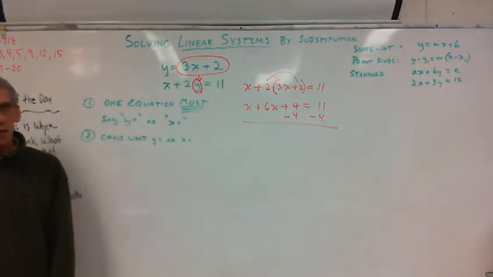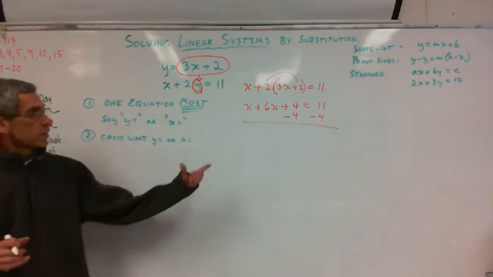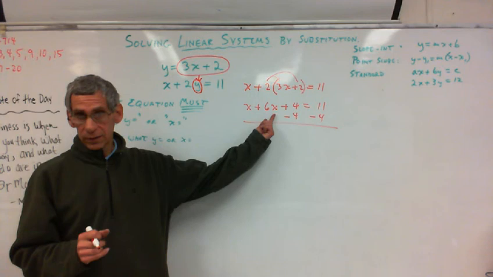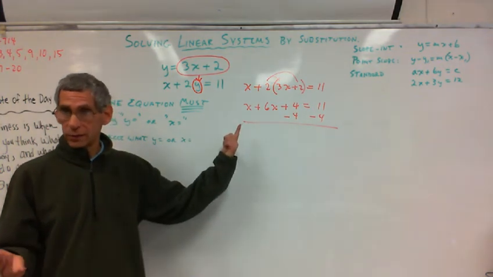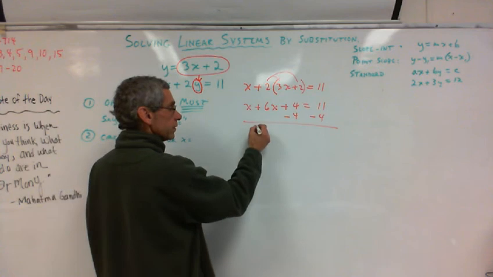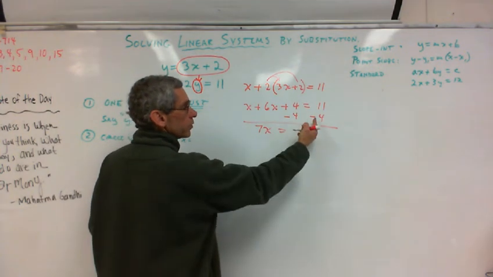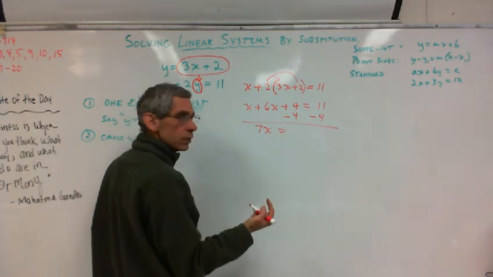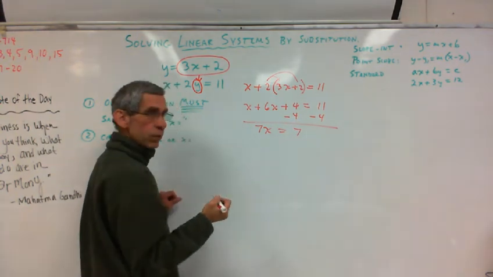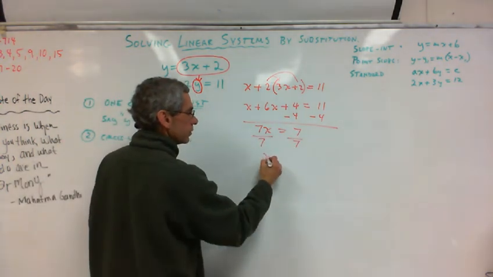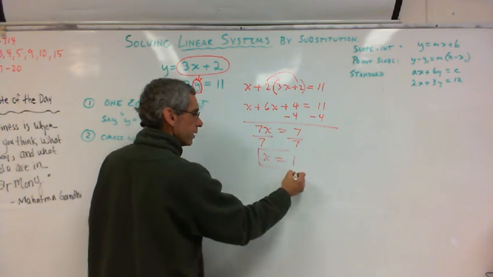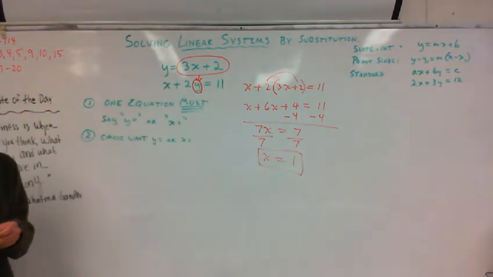x plus 6x. Well, what is x plus 6x? 7x. Right? That says I have 6 x's, and I'm adding one more x. So it's 7 x's, right? x plus 6x is 7x equals, what's 11 minus 4? 7. Okay, now what do I do? Divide by 7. X is equal to 1. All right, there's my first number. I know my x.